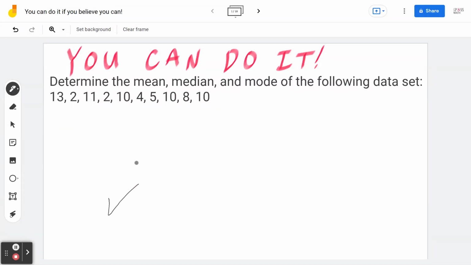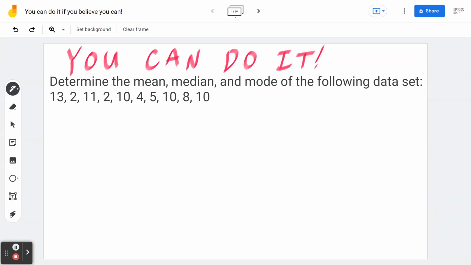Hi everyone. Let's take a look at the following example. Determine the mean, median, and mode of the following data set: 13, 2, 11, 2, 10, 4, 5, 10, 8, and 10. Step number 1, we write this set of data in ascending order.